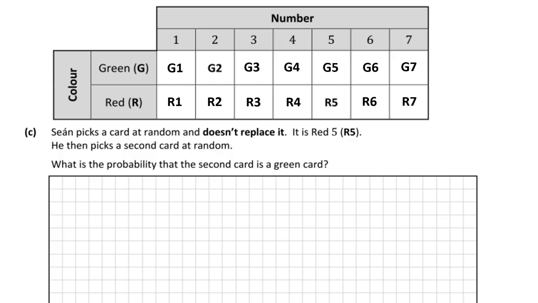Sean picks a card at random and doesn't replace it. It is a red 5. He doesn't replace it. So that means he's going to have 13 cards remaining. So this is part C here. Sean picks a card at random and doesn't replace it. It is a red 5. So that's gone out of the equation now. You have only 13 cards remaining now. You had 14. He picked the red 5. Bye-bye. Out of the game.